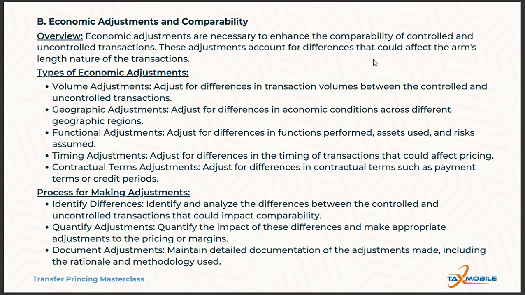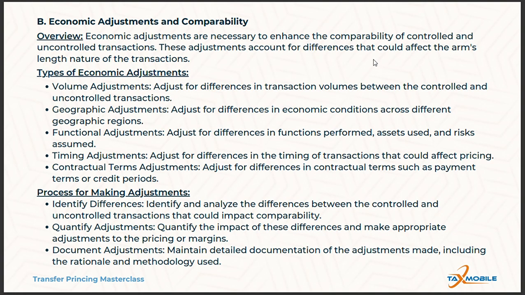And now let's look at the economic adjustment. After selecting the appropriate method, we must often make economic adjustments to ensure comparability between controlled and uncontrolled transactions. Why are these adjustments necessary? Because real-world differences such as transaction size, geographic location, and functions performed can distort the analysis. So these adjustments ensure that controlled transactions reflect the arm's length principle as closely as possible. Let's take a closer look at the different types of economic adjustments that may be necessary.